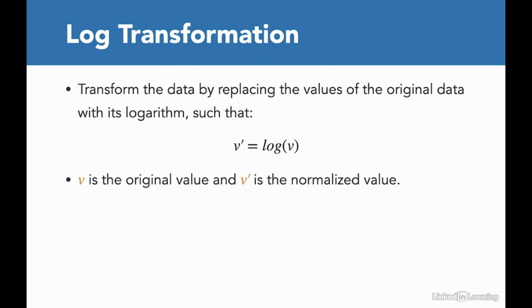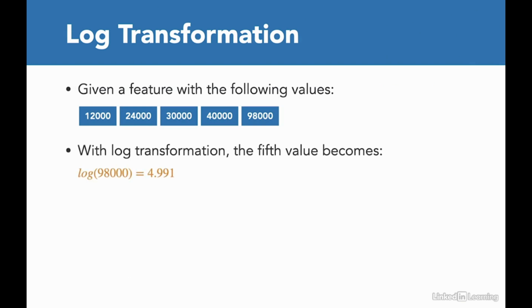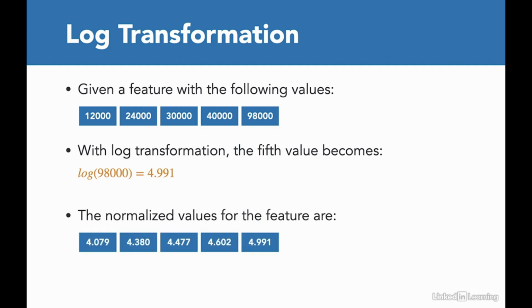However, it is important to note that log transformation works only for values that are positive. Applying log transformation to the fifth value in our example data, we get 4.991. Applied to the rest of the values, we now have 4.079, 4.380, 4.477, 4.602, and 4.991. Notice that this approach minimizes the distance between the original outlier values, 12,000 and 98,000, and the rest of the data.